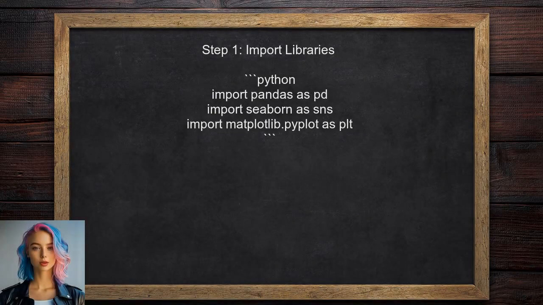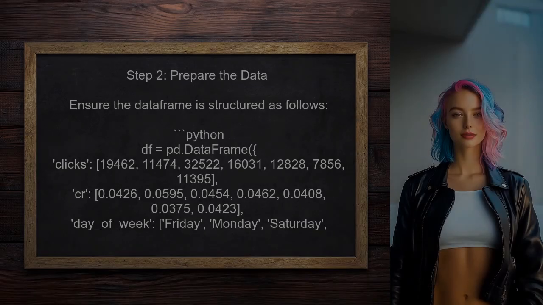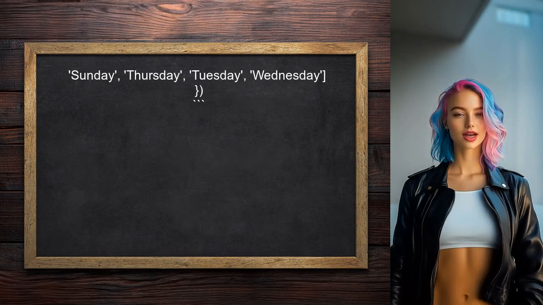To create a bar plot with 2 variables for each day of the week, the user should first import the necessary libraries. This includes pandas for data manipulation and Seaborn for visualization. Next, the user needs to prepare the data. They should ensure that the data frame is structured correctly, with day of week as a categorical variable.